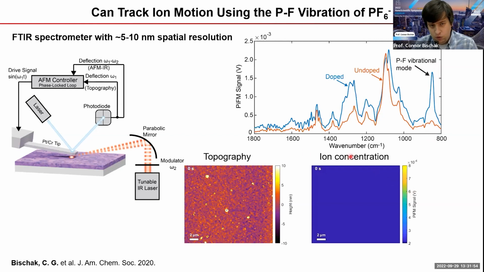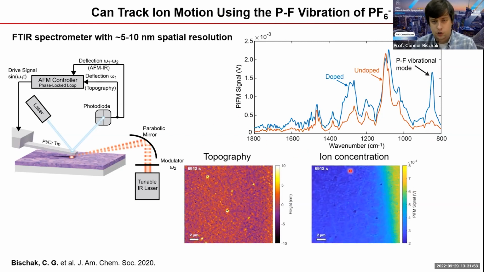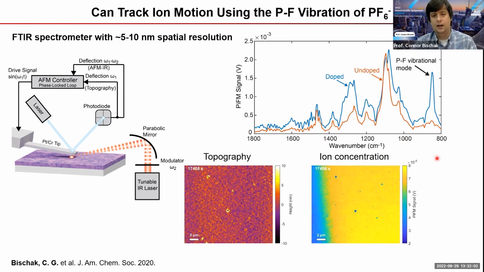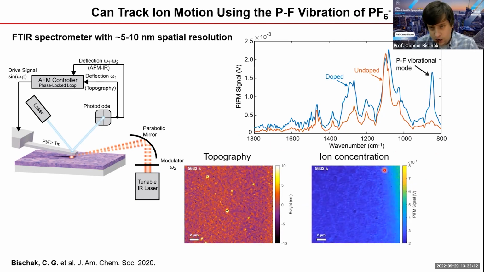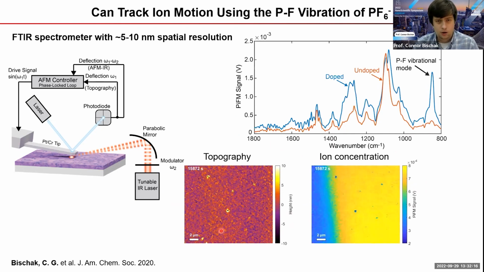I'm going to play a movie down here, which is going to show topography on the left and ion concentration on the right. And you can see as a function of time, we see this ion wave flow across our thin film. You can see how these ions move across in our infrared image, and we don't really see too much here in our topography image. We can zoom in much further.